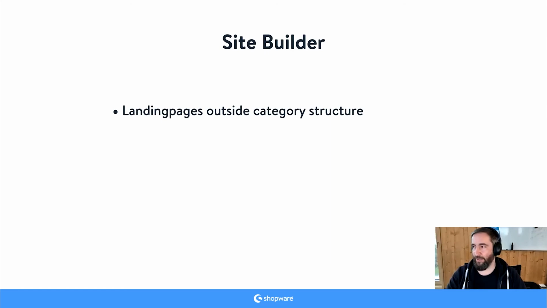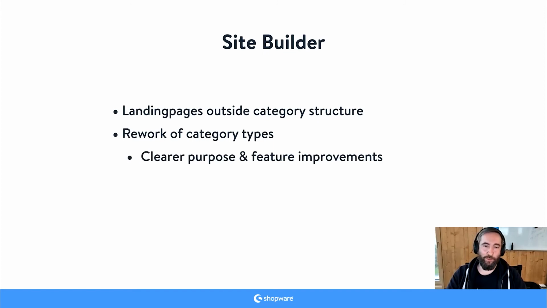So first of all, we add landing pages outside of the category structure. So if you want to define real landing pages with a separate URL, you can define it there. We are reworking the category types to make it much clearer what is the purpose of each category type. And also we have some nice little feature improvements for the different category types. We overhauled the whole UI and UX. So yeah, there are some much requested little usability features we implemented now.